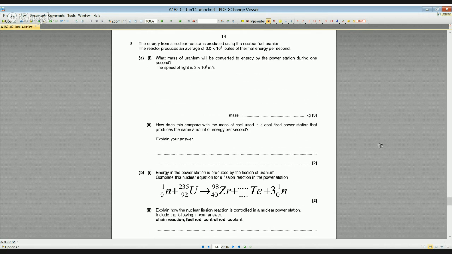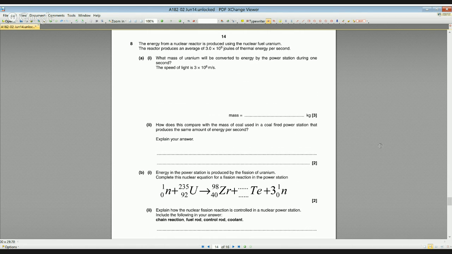By the way, this question is exactly why I always remind students to take scientific calculators into physics exams, actually into all science exams, because you need the standard form function to be able to do any of these E equals mc squared calculations. Part A I, what mass of uranium will be converted to energy by the power station during 1 second? The speed of light is 3 multiplied by 10 to the power of 8 meters per second.